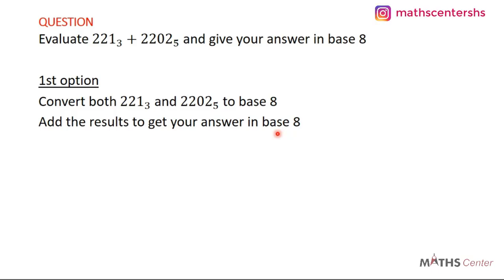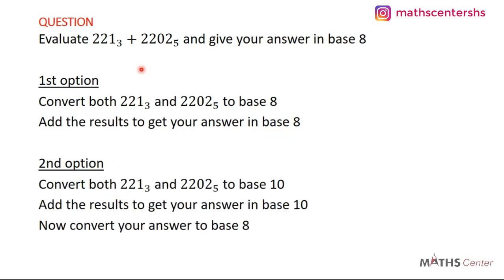The other option, which is the second option, is that you can convert 221 base 3 and 2202 base 5 to base 10. You can convert this to base 10 and convert this to base 10. Then you add your answer. Now when you add them, you are going to get your answer in base 10. The question is telling us to give our answer in base 8. So after you have your answer in base 10, you can now convert it from base 10 to base 8.